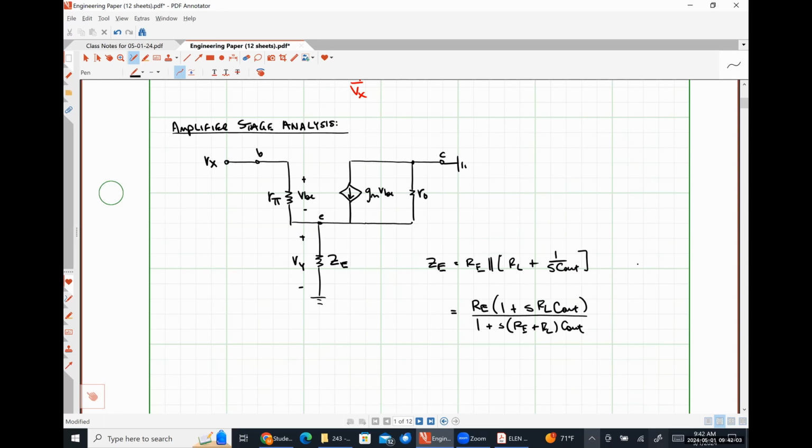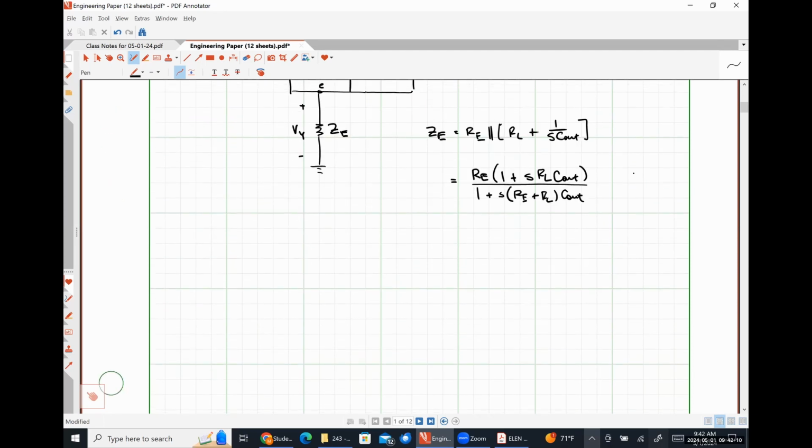So anyway, I think the transfer function for this stage is going to look something like this. So we'd have Vy over Vx is equal to GM R naught in parallel with ZE divided by 1 plus GM R naught in parallel with ZE.